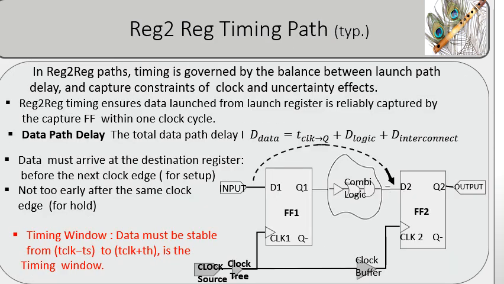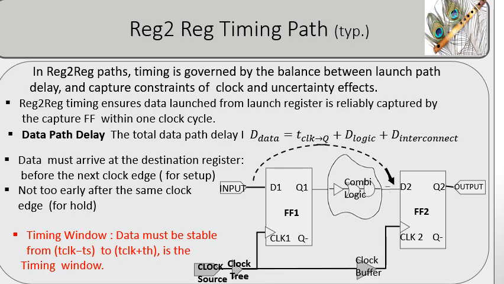This slide illustrates the register-to-register, or reg-to-reg, timing path, which is the most important path in synchronous digital systems. Data is launched from the source flip-flop at one clock edge and captured by the destination flip-flop at the next clock edge. Between the two flip-flops, the data propagates through combinational logic and interconnect routing. The timing performance of the path depends on flip-flop delay, logic delay, routing delay, and clock distribution delay. The path must satisfy setup constraints so that data arrives before the next active clock edge.